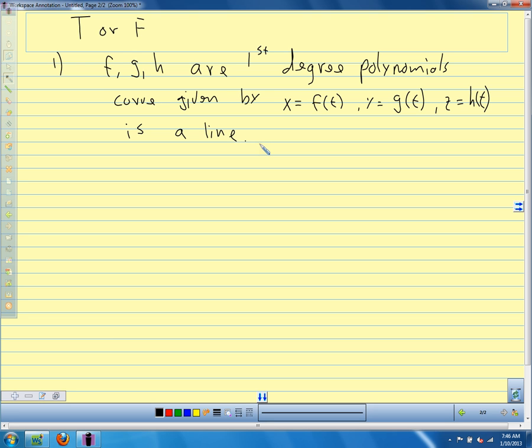So we have these parametric equations. We could think of it as a vector valued function. So f, g, and h are first degree polynomials. We want to know whether it's true or not that this curve is going to describe a line. Bull's tentatively nodding yes. Star says yes. Maybe. Anybody else have an idea?